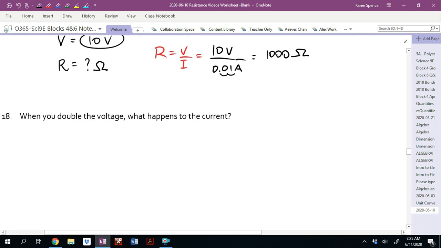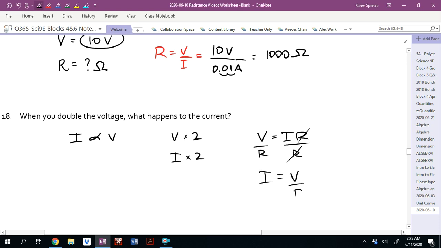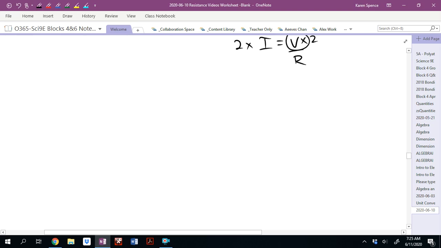When you double the voltage, what happens to the current? Well, remember that current is proportional to the voltage. So if you take the voltage and multiply it by 2, the current is going to do exactly the same thing. It's going to multiply by 2. If you look at your formula, V is equal to I times R, or if we solve for I, we have I is equal to V over R. If I multiply V by 2, in order for it to remain equal, I would also have to multiply by 2.